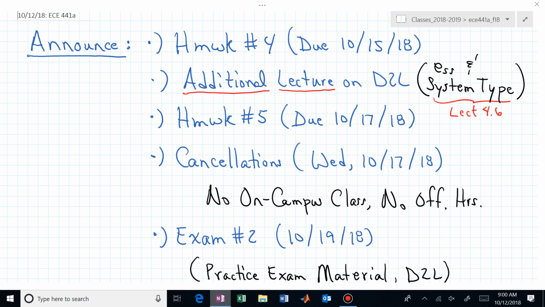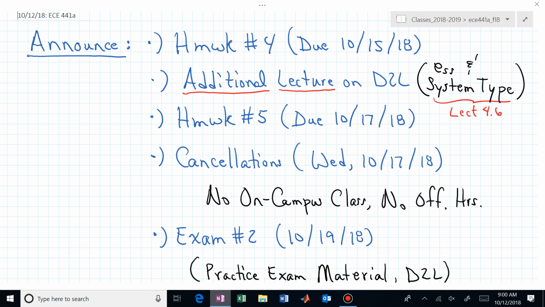Next Friday is your exam, but before that you have homework number 4 that is due. That's due Monday on the 15th. Homework number 5 is due on Wednesday, and you might watch for additional material that gets posted to D2L.